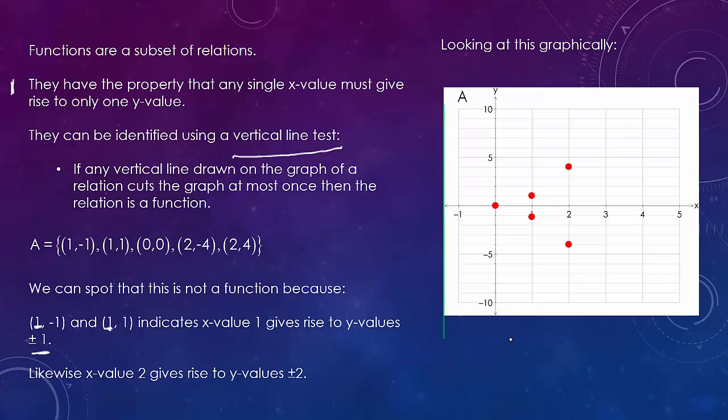So let's introduce this green line just here. And let's sweep it across the graph. And we can see at this point that the green line cuts the graph twice. Over here it didn't cut it at all, and that's okay. When it went through this point it cut it once, but here it cuts it twice, and therefore this relation fails the vertical line test. It's just a relation, it's not a function.